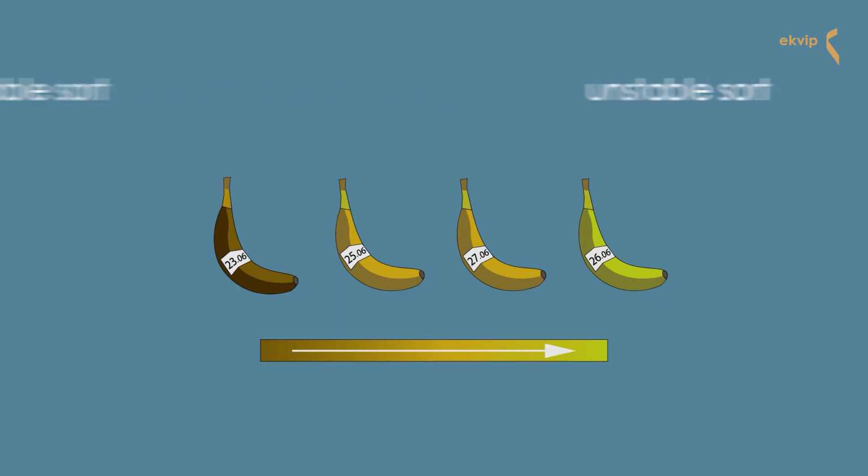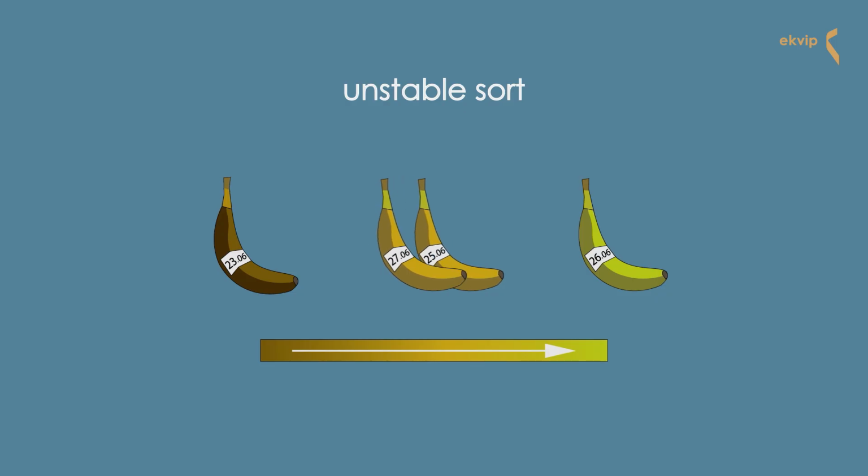But if you're using an unstable sort, that order might break. Meaning the bananas with best before June 25th and June 27th could suddenly swap places, which could mess up your sorting moves. You should be aware of that.